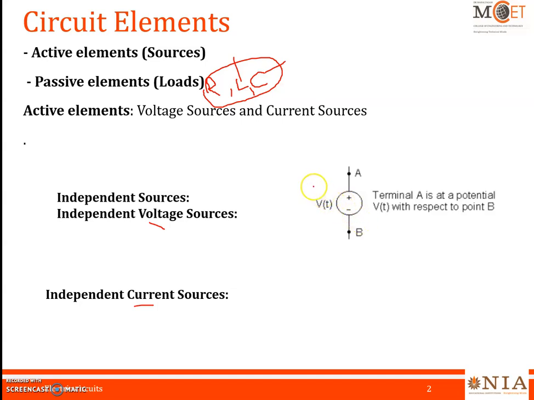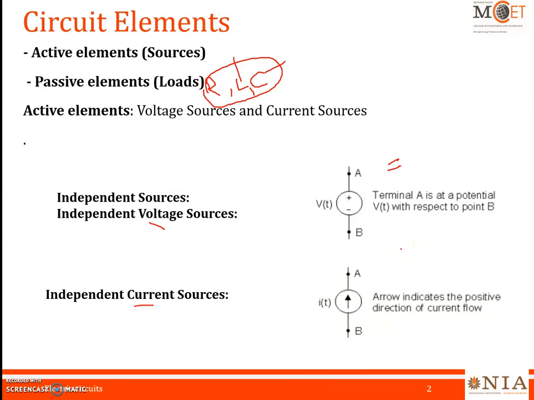See here, it will be represented by a circle. If it is a voltage source, it will be represented with minus and plus. This represents that A is at a higher potential with respect to point B. So this will become plus 5 volt or plus 10 volt, whatever it may be. Always, in the symbol, it will be represented as a circle, and if it is a voltage source, with minus and plus.